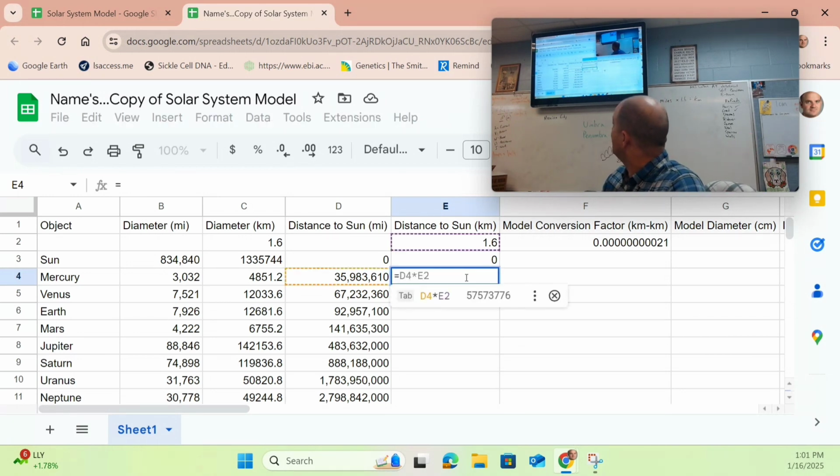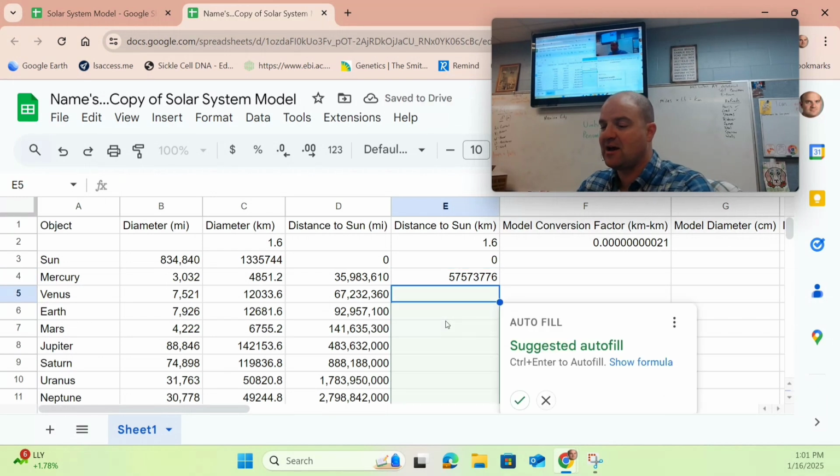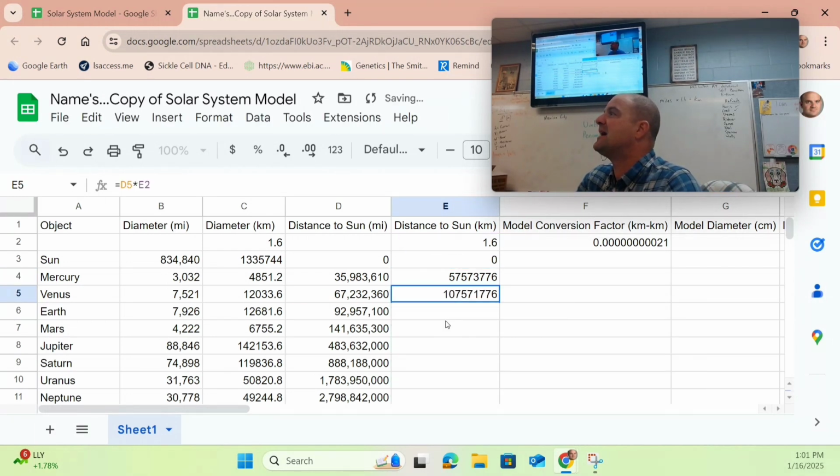Equals. Verify that it's got highlighted the boxes you want: distance to sun in miles times the conversion factor. Good. And then continue on down. Every time, take a second to make sure it's highlighting the right boxes.